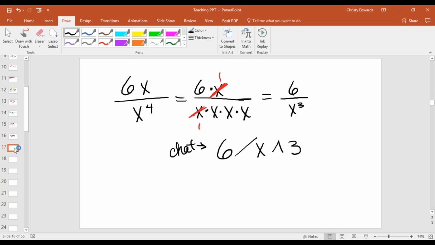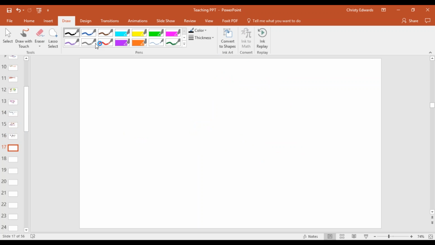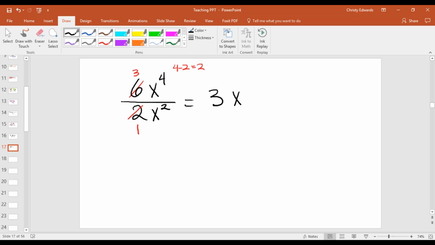That's always a strategy. Or if it had been something like, let's say it had been this, 6x to the fourth over 2x to the second. You could have thought, okay, reduce the 6 over 2, divide both of those by 2, but use my subtracting rule for this, x to the fourth over x to the second. 4 minus 2 is 2. So 3 and then x to the second.